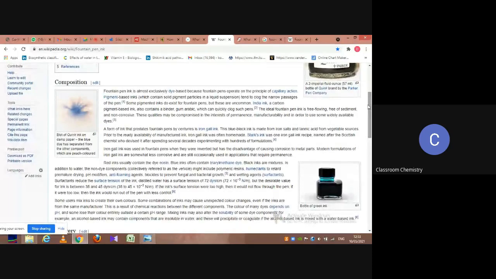Okay, so here is the detailed composition of the ink. You can get this from Wikipedia. Wikipedia मध्ये खूप डिटेल दिलेला आहे आपल्याला हे. ठीक आहे, so fountain pen ink is almost exclusively dye based because fountain pens operate on the principle of capillary action. तुम्हाला कॅपिलरी ऍक्शन माहित असेल.